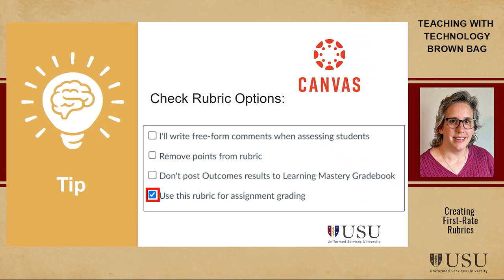But I do want to give you some tips if you are using the Canvas rubric tool. If you want the grade to automatically appear in SpeedGrader, you need to make sure you check the rubric options and that you check the box, use this rubric for assignment grading. That's probably the number one ticket I get about rubrics from Canvas, is that they do the rubric, they score it, and then the score is not going in the box for the grade, and that is because they forgot to check that. So make sure you do that if you want the grade to appear.